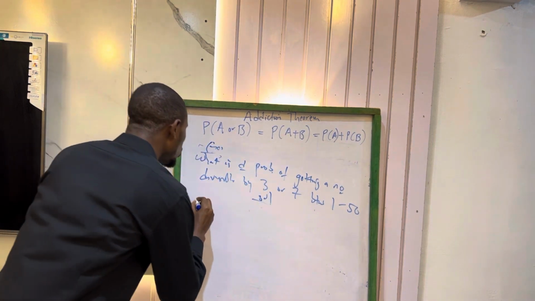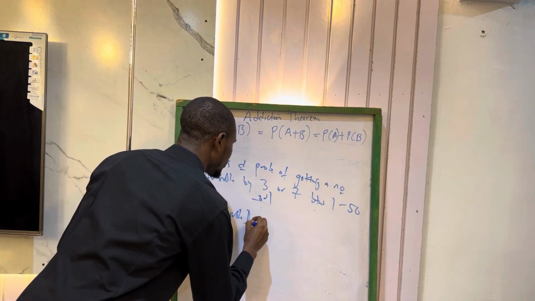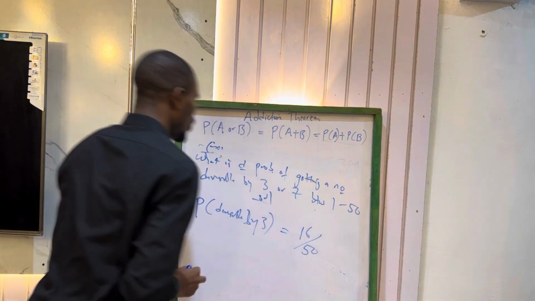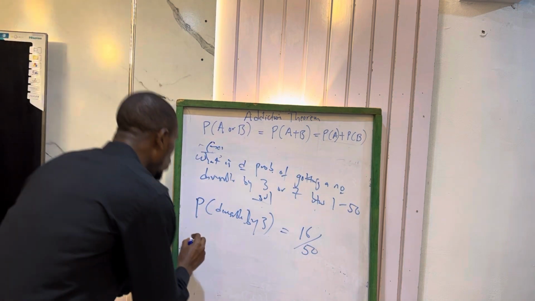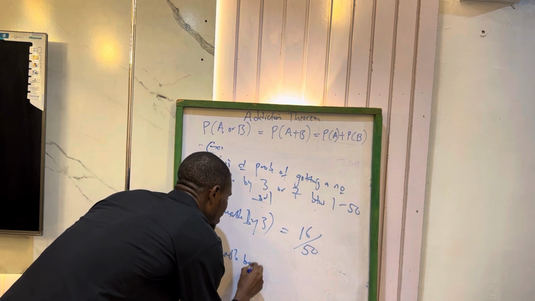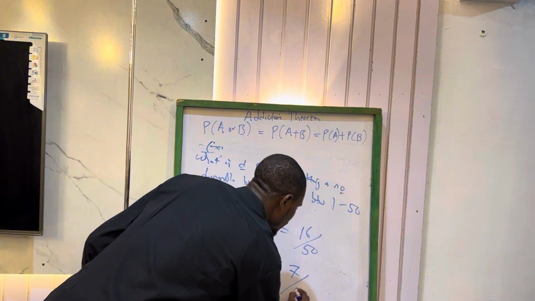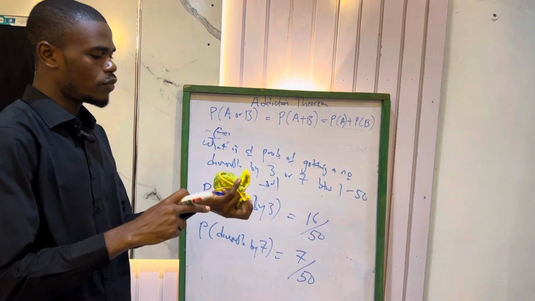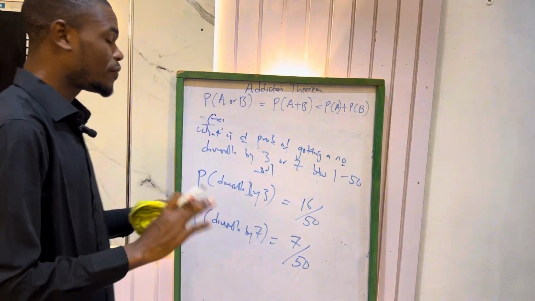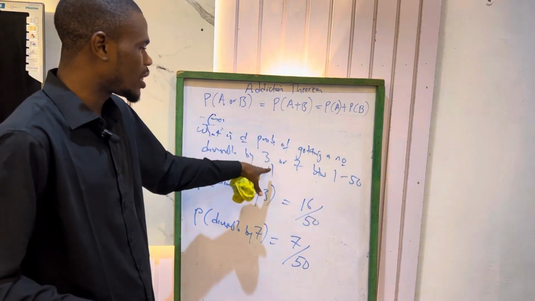You need to know the probability of getting a number divisible by 3, which is 16, which we checked together, over 50. And we also need the probability of numbers divisible by 7. That should give us 7 over 50. You may want to check it: 7, 14, 21, 28, 35, 42, and 49, making it 7 numbers. So they now ask, what is the probability of getting a number divisible by 3 or 7?